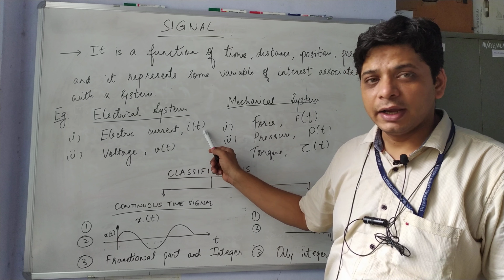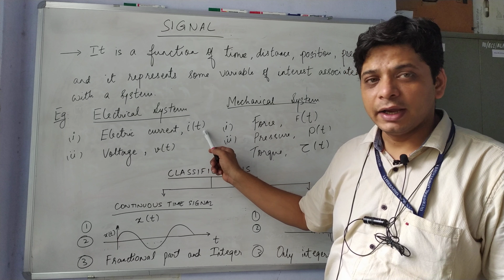So you see that a signal can be associated with a system, or we can say that without a system a signal is nothing, because in a system we have a number of variables: voltage, time, current, force, pressure. These are the electrical and mechanical systems, but we have other systems also related to any other signal.